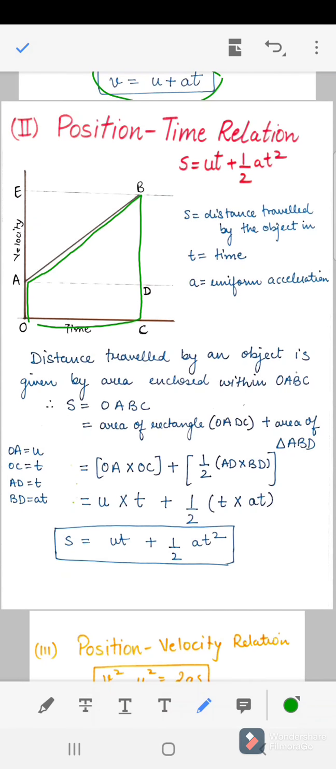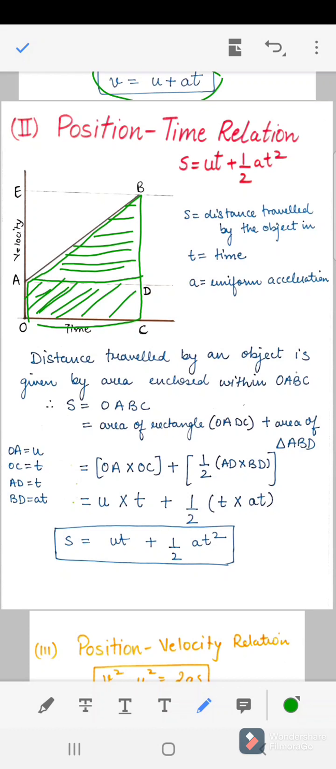We can see here we have a rectangle, that is OADC. Also we have a triangle, that is ABD. When we find the area of OADC and ABD and add them, we will get the distance. What is the area of a rectangle? That is length into breadth. Length is OC and breadth is OA, plus half base into height is the area of the triangle.